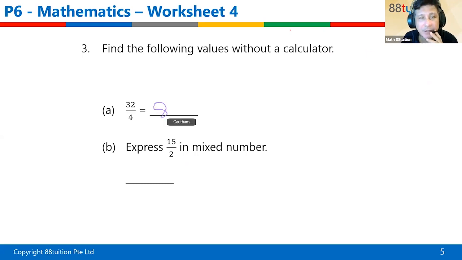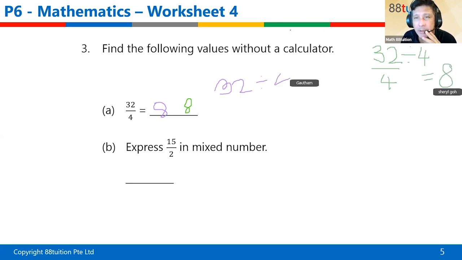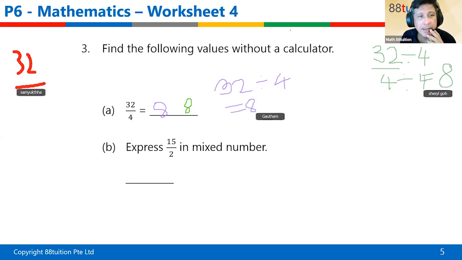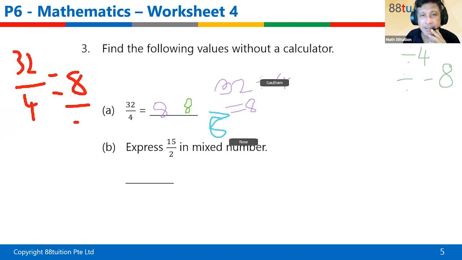Okay, Gotham has given us 8. Any other person? Okay, Lucas is 8 as well. Cheryl is doing a divide by 4 and denominator divide by 4. Yes, you have 8 as well. Good job. All right. Okay. Samilta is 32 divided by 4 equals to 8. All right. Well done, everyone. Okay. We're just wondering what happened to Kaiser. Kaiser used to be very active. Now suddenly silent. Okay. Rose is 8. Yes. Okay. Everybody is correct.